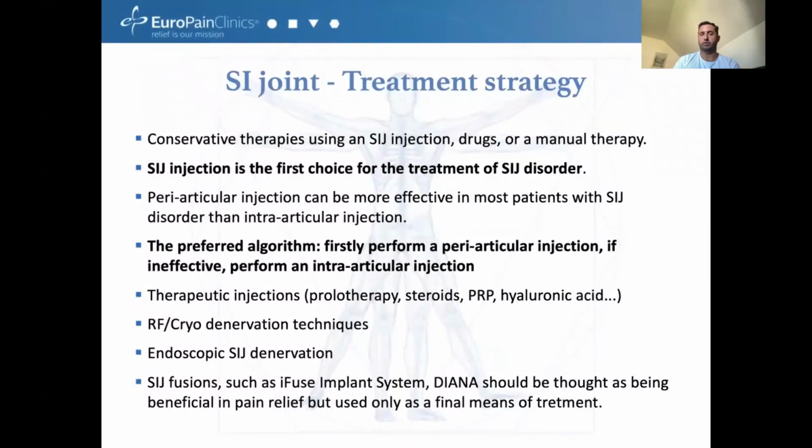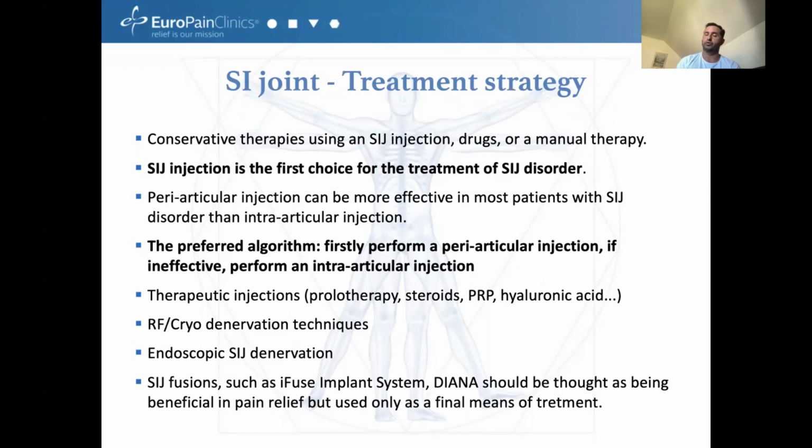So you have to be very focused on what you're dealing with, and to get to the final diagnosis of the SI joint, exclude whatever you can exclude with whatever you know how to do. And then you're coming to SI joint injection as the first choice for the treatment of SI joint. We do recommend now to perform periarticular injection, which can be more effective in most patients with SI joint disorder than intraarticular injection. So the preferred algorithm nowadays, we recommend firstly to perform a periarticular injection. If ineffective, then perform intraarticular injection.